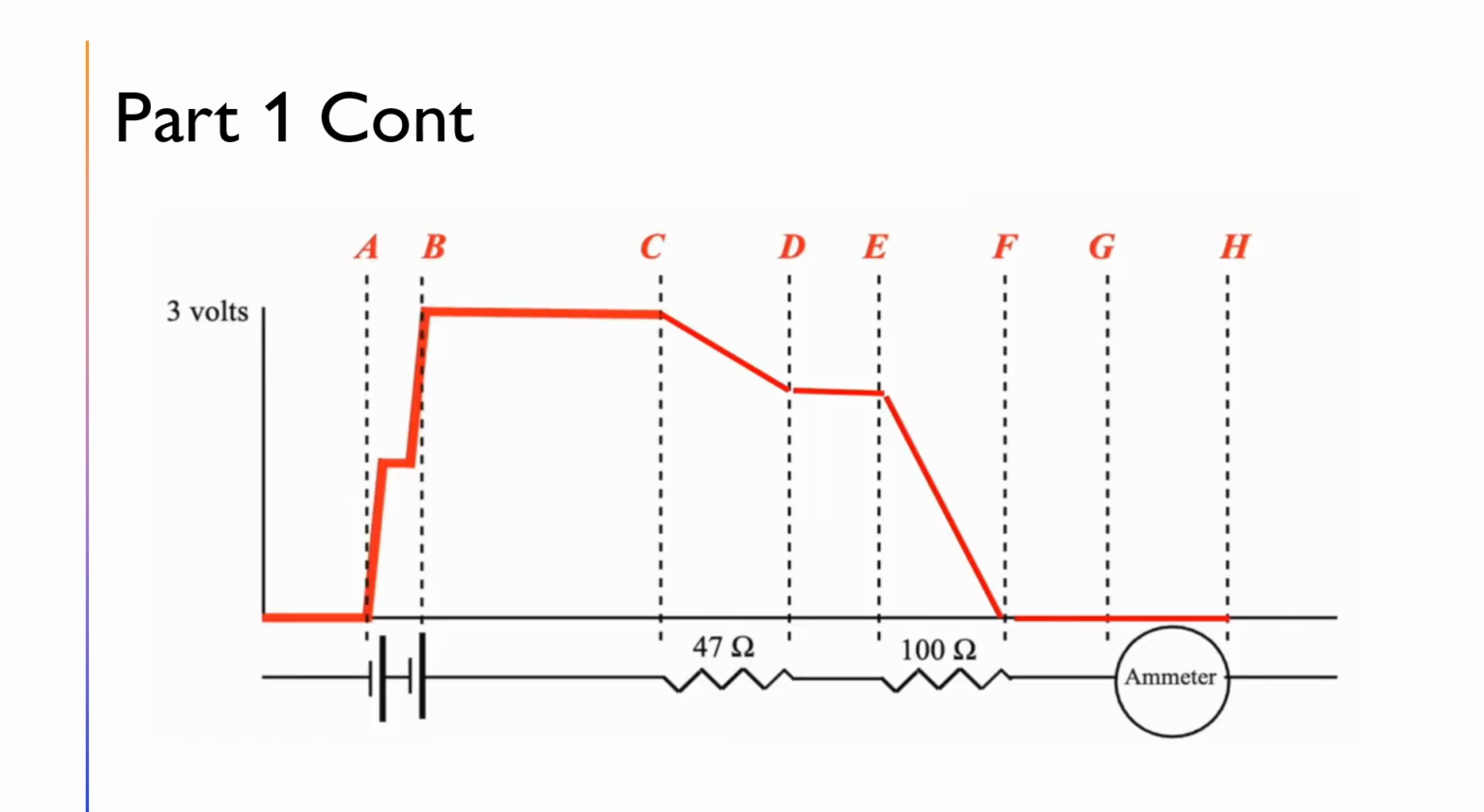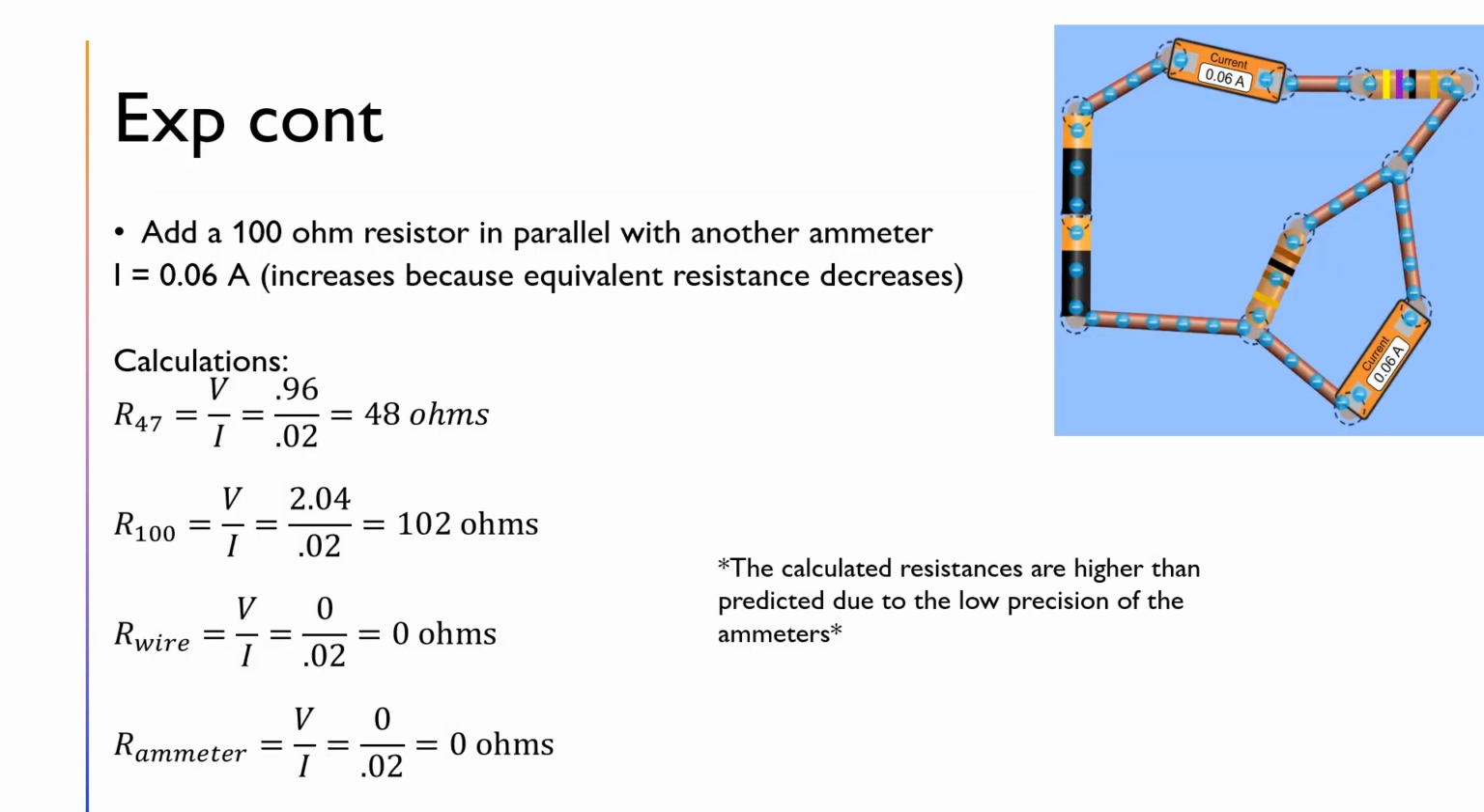So this is a graph of the potential difference as it goes along the circuit. There is an increase in voltage as it goes through the batteries, it drops a little bit as it goes across the resistor, drops a lot more as it goes across the second resistor because it's a higher resistance, and then across the ammeter because it's 0 resistance.